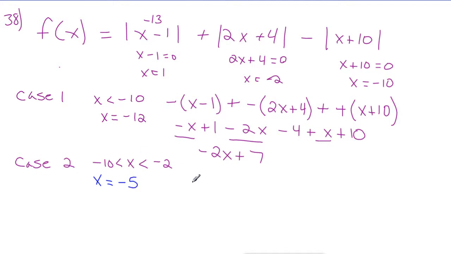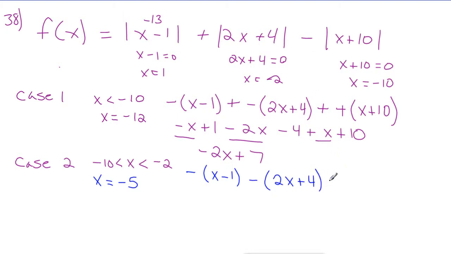Alright, so let's test out case 2 here. Again, we're going to check when these are positive or negative. If I put negative 5 into this first part here, negative 5 minus 1 is negative 6. So since I want that to be positive 6, I'm going to choose negative x minus 1. Then I go to my second expression here. Negative 5 times 2 is negative 10. Negative 10 plus 4 is going to be negative 6. So again, to get that to positive 6, I'm going to negate the second part. So we'll get negative 2x plus 4.